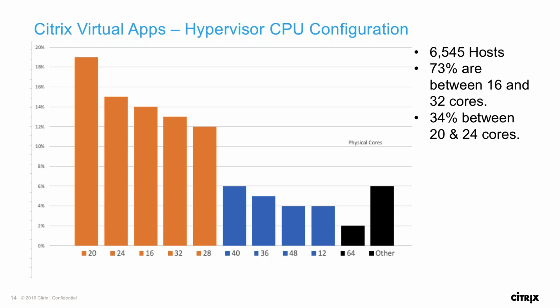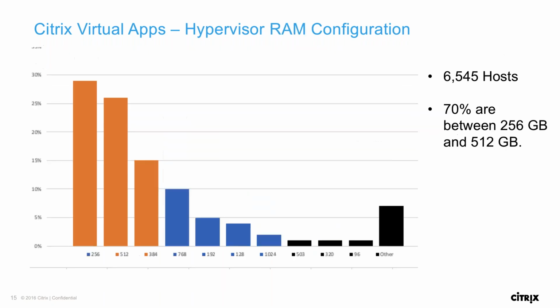All right, so next we looked at RAM configuration. So again, 6,545 hosts. In the RAM, there's actually a lot less variability. We find 70% of these hosts have between 256 gigabytes and 512 gigabytes of RAM. So that's typically what we find. You see a few less are at 768 and 192, but between 256 and 512 seems to be the sweet spot.